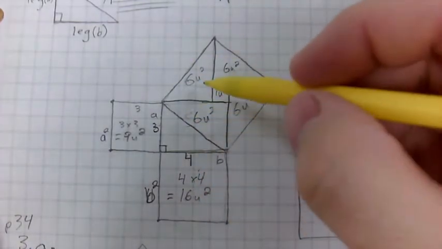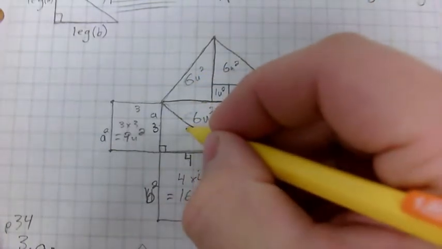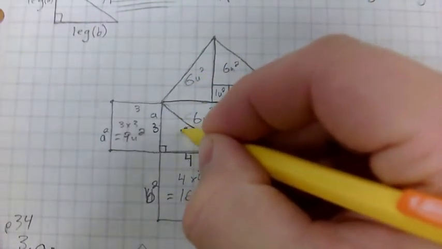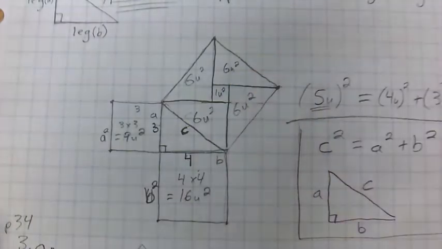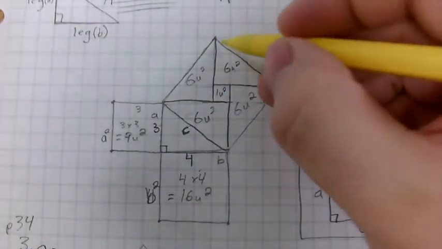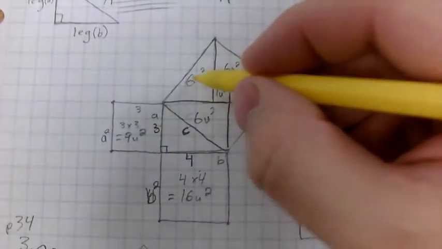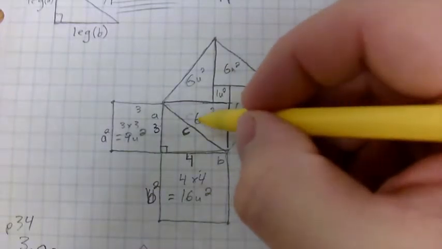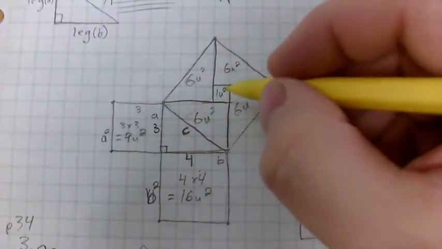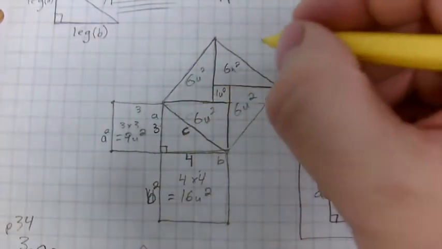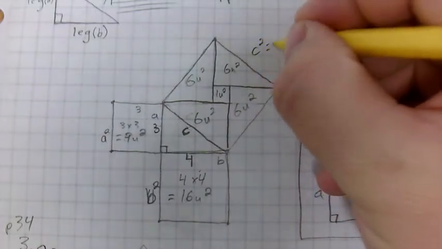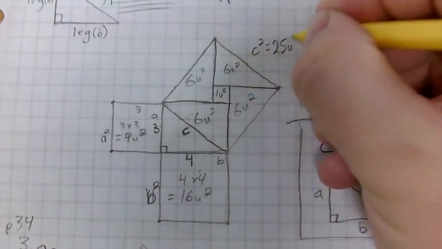And if we add all of that up, we're going to call this C in this case. Sometimes you call it H for hypotenuse, sometimes you call it C. If we add all these areas, we have 6 plus 6 plus 6 plus 6, also known as 4 times 6 is 24, plus 1 in the middle is 25. So C squared is 25 units squared.